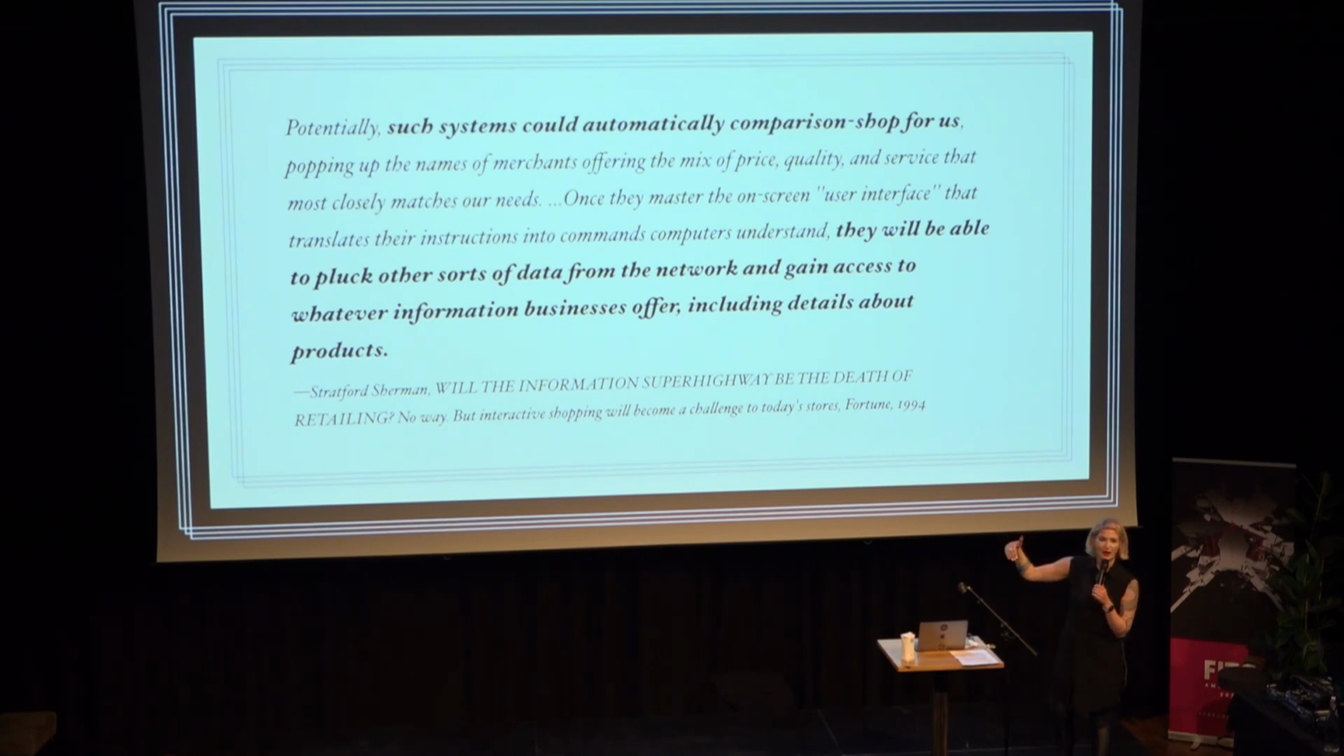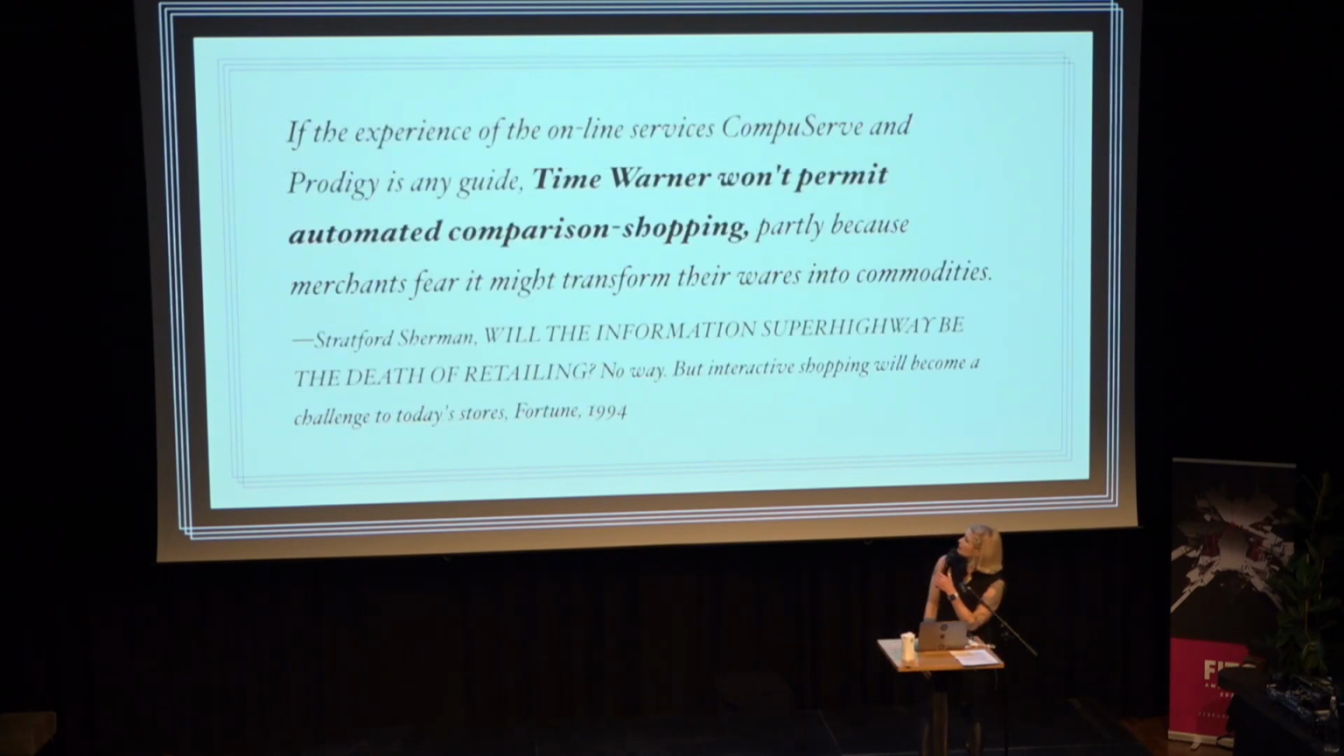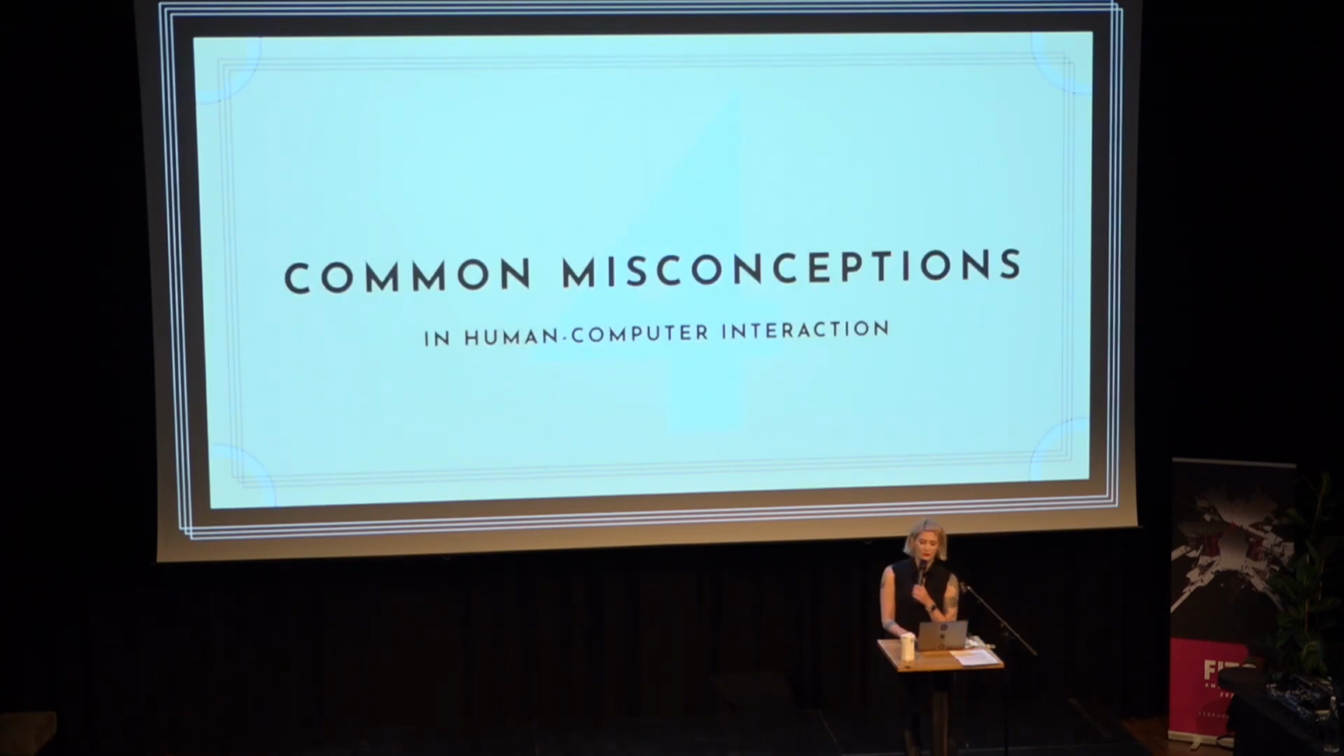So the question is, how are we actually going to make it happen in the next 20 years? Again, it's saying computers can find data from the network and gain information. Holistically, this is not the case, right? Again, same article. Here they said that Time Warner won't permit automated comparison shopping. Well, Time Warner did not predict Amazon, which actually did that. Moving on to other misconceptions.